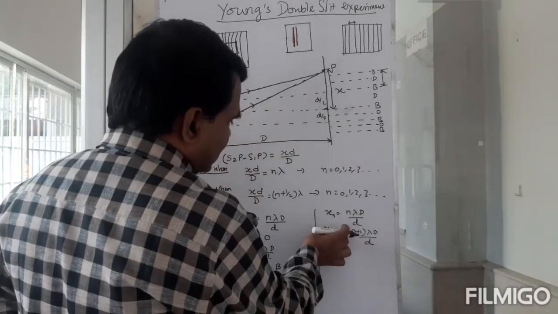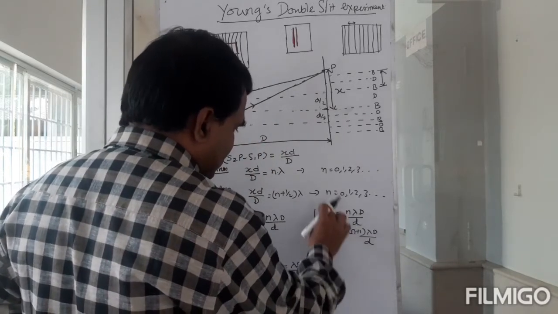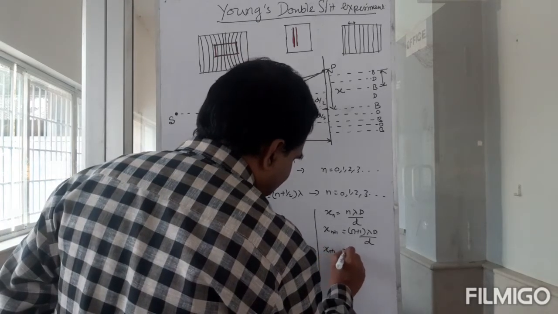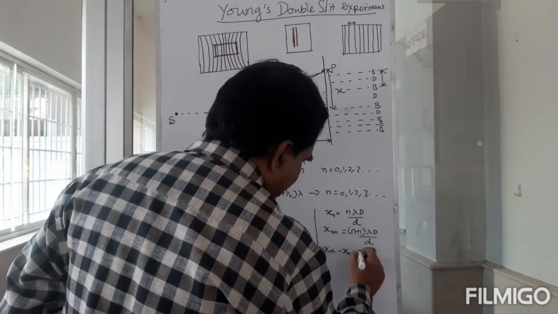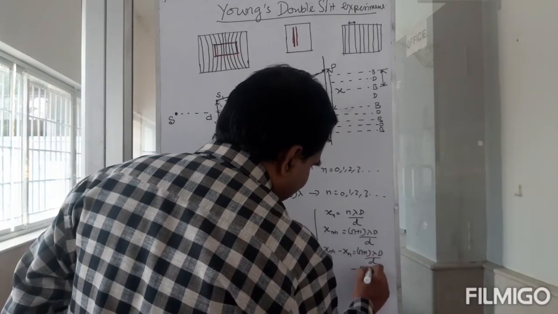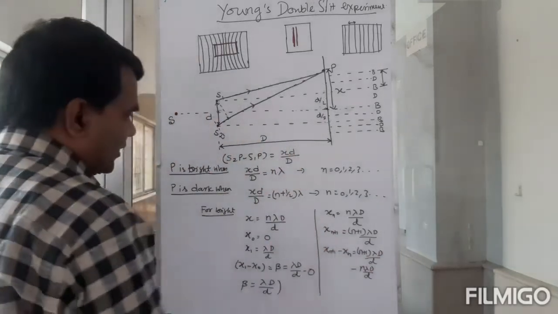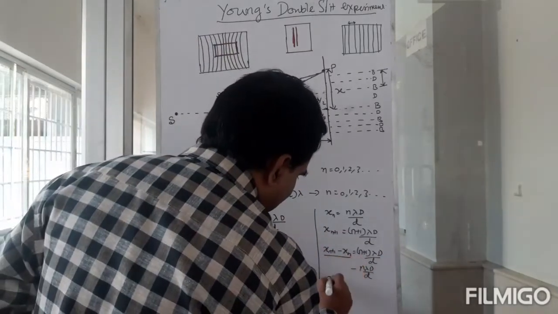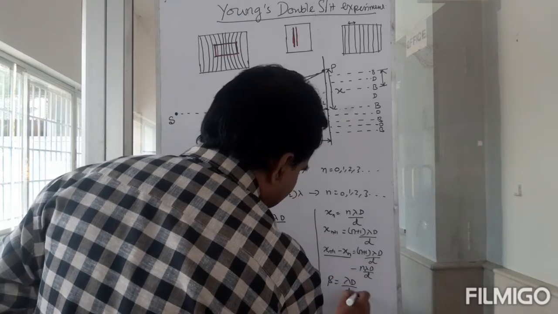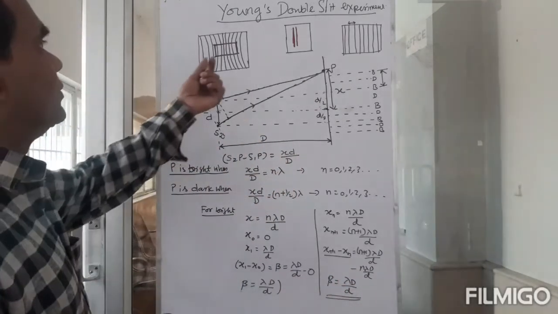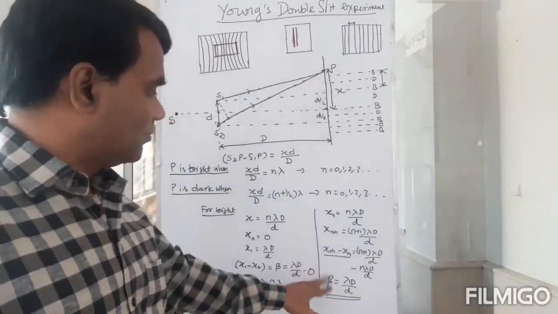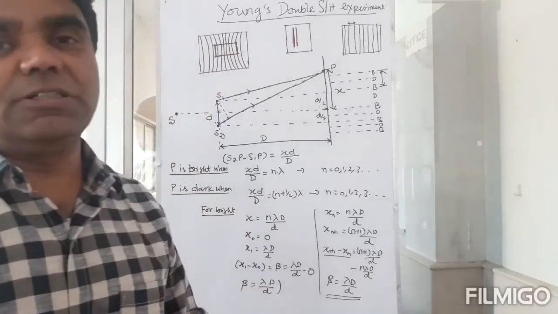So the difference between this point and this point, x(n+1) minus xn, is going to be equal to (n plus 1) lambda D by d minus n lambda D by d. And if you do that, you will get, this is actually the bandwidth, right? So bandwidth is equal to lambda D by d. So this bandwidth is given by this expression, beta is equal to lambda D by d.